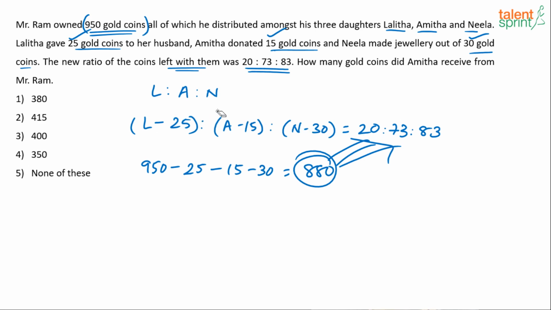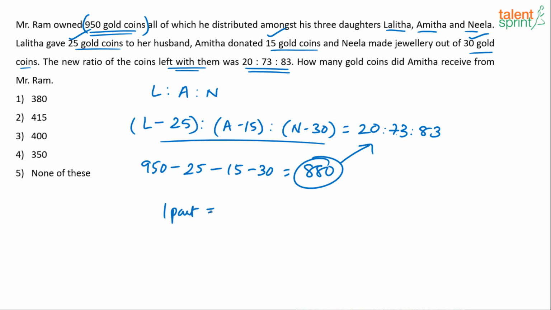Don't try to work on this equation. Don't try to look at this part, L minus 25 is to A minus 15 is to N minus 30. Simply understand that now these 880 coins have to be divided in this ratio. How do you divide a number in the given ratio? Simple. 73 plus 83 is 156. 156 plus 20 is 176. There are 176 parts. Yes or no? So each part will be equal to what?